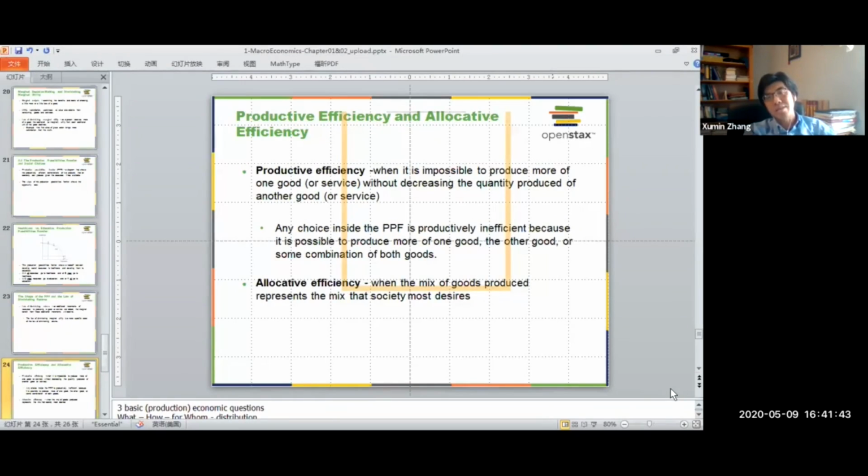Production has, let's say, three big topics. It's regarding the allocative decision, which is what inputs we use. The second one is about production, so how we produce. And the last one is distribution. Who will be our customer? Who will be our target customer?